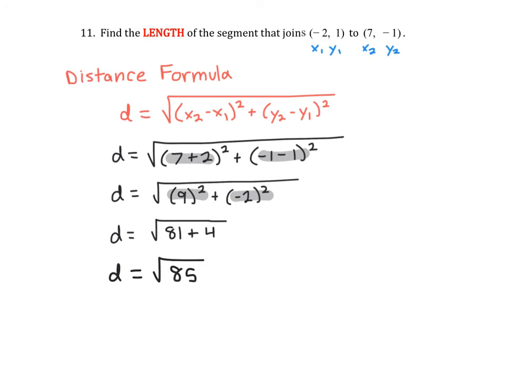So of course, anytime we have a radical, we want to check to see if we can simplify it. But if you factor out this radical, you're left with just 5 times 17. So there's no pairs that we can simplify out. So the square root of 85 is our final answer.